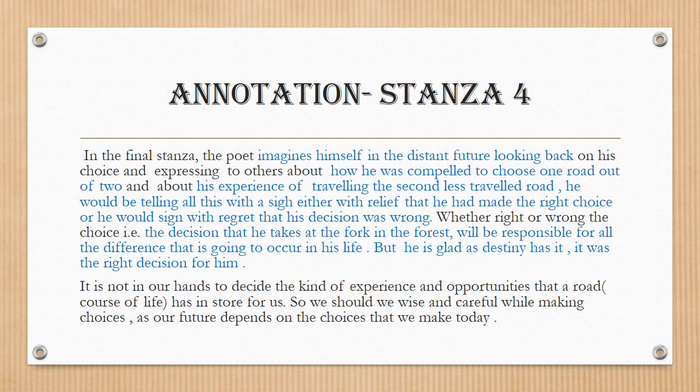In the concluding stanza, the poet imagines himself in the distant future, looking back on his choice and expressing to others how he was compelled to choose one road out of two, and about his experience of traveling the second, less traveled road. He would be telling all this with a sigh, either with relief that he had made the right choice, or he would sigh with regret that his decision was wrong.